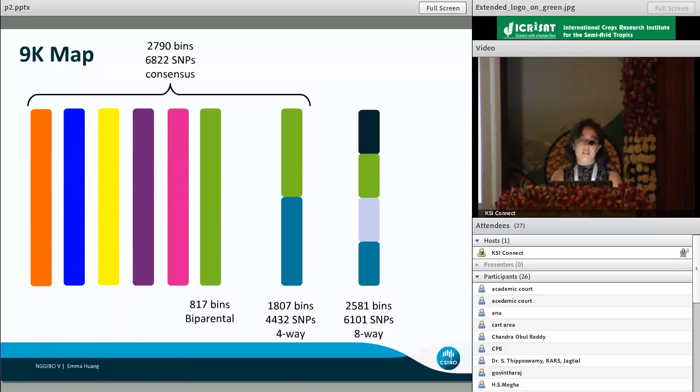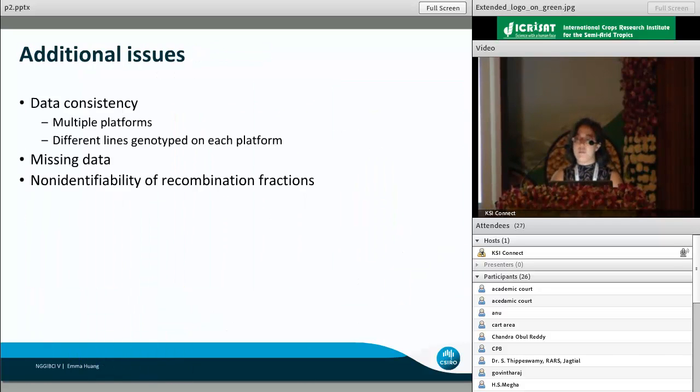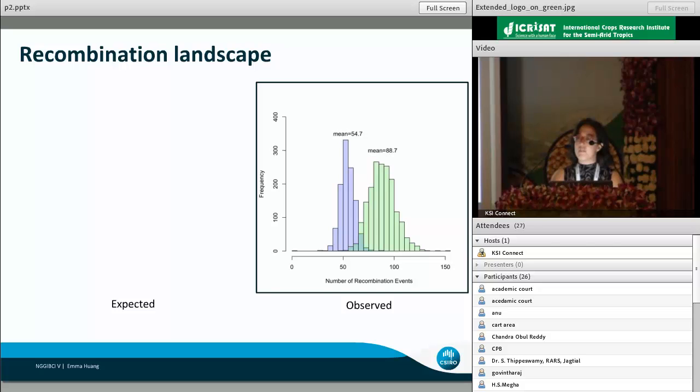On the left are results from a simulation looking at how many recombination events you expect to see in generating a MAGIC population with 4 parents, which is the blue line, with 8 parents, which is the black, and compared to a biparental population in red. On the right are the number of recombination events that we observe in our 4-way and 8-way populations. I'm not sure how clear the numbers are, but you can see that they're a bit less than what we see in the simulation.